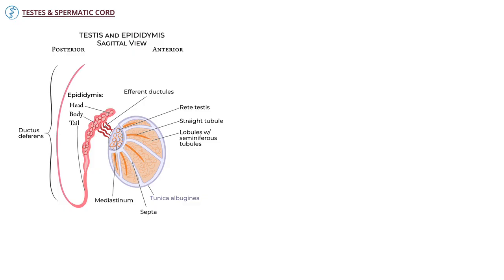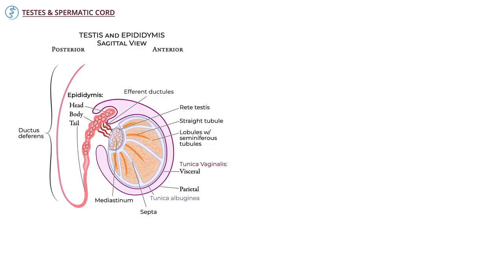Lastly, show the tunica vaginalis. This double-layered sac comprises a visceral layer that overlies the tunica albuginea and a parietal layer. Label the cavity between the visceral and parietal layers. This potential space contains a small amount of fluid which allows for the movement of the testicles within the scrotum.